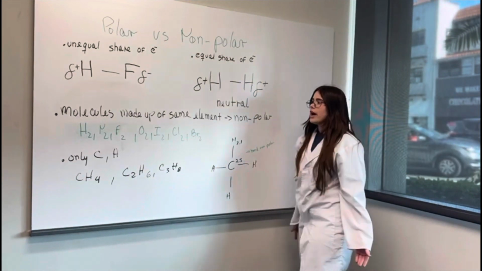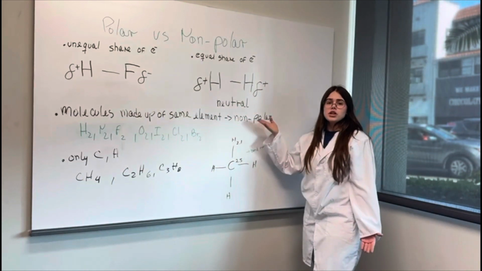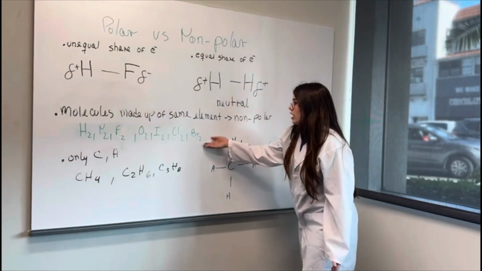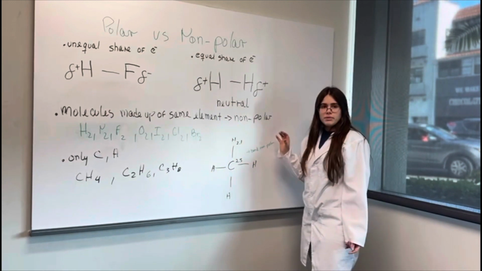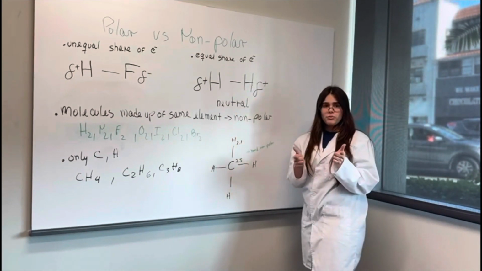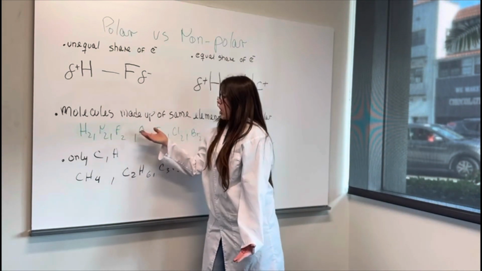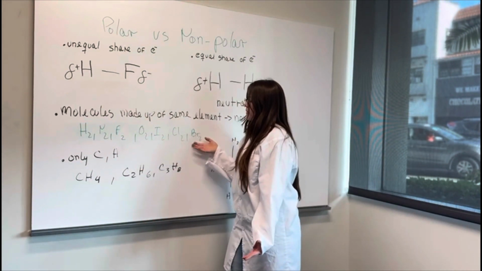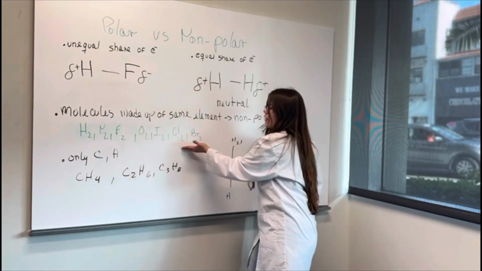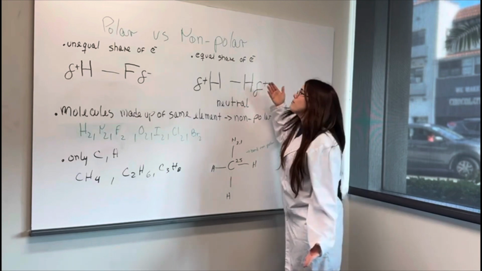Secondly, molecules made up of the same elements are going to be nonpolar. So we have here the diatomic elements. So remember this, have no fear of ice cold beer. So as you can see, we have hydrogen, nitrogen, fluorine, oxygen, iodine, chlorine, and bromine. So have no fear of ice cold beer. Since they are both of the same element, they are going to be neutral, meaning that they are going to be nonpolar.